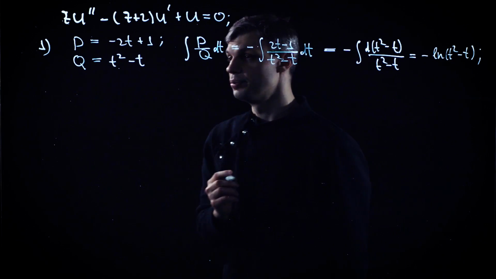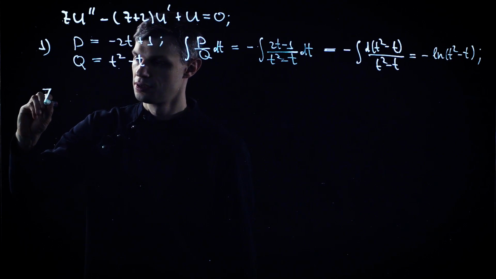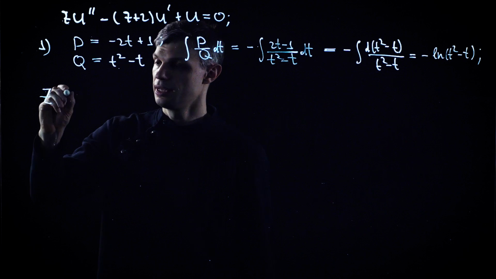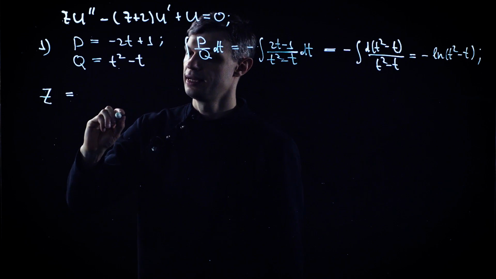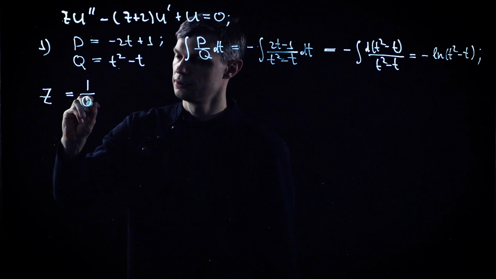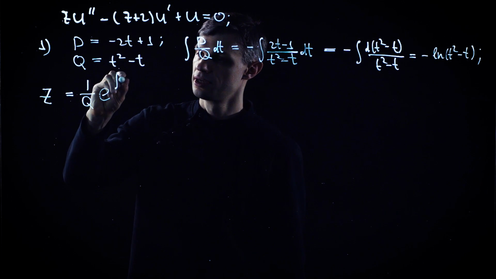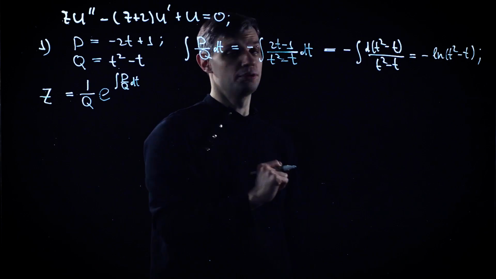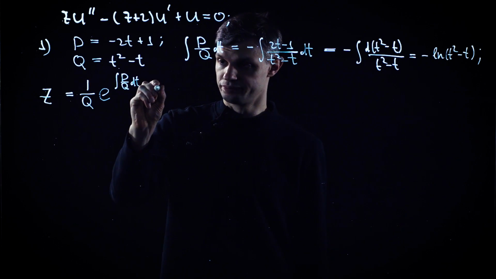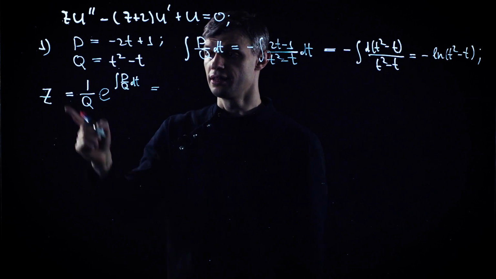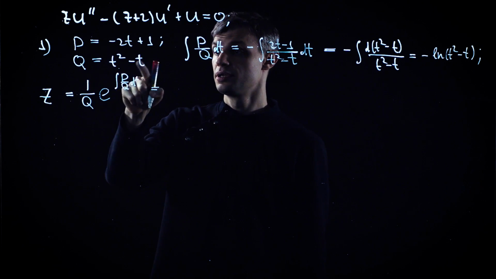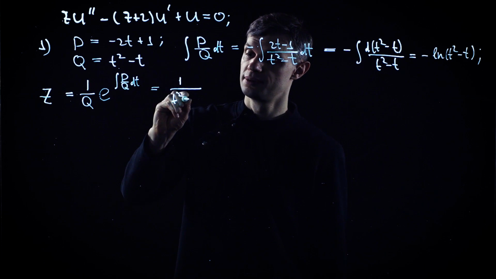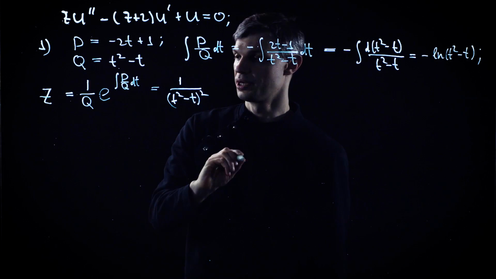Now we may compose the z function which enters our exact solution. And as you remember, it is defined as follows. It's 1 over q times e to the integral of p over q dt. So the integral gives us the simple log. So the exponential of the log will just give us t squared minus t in the denominator. And additionally, we have t squared minus t from this q polynomial. So our z function is 1 over (t squared minus t) squared.